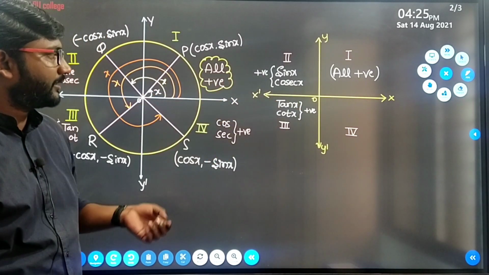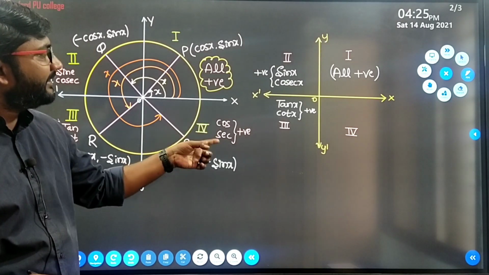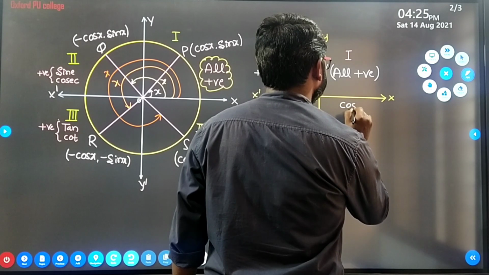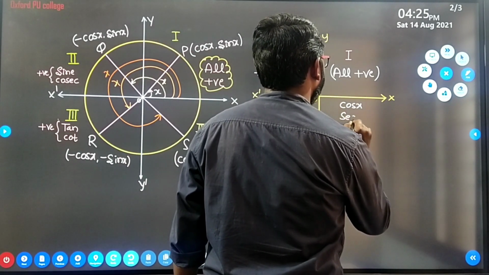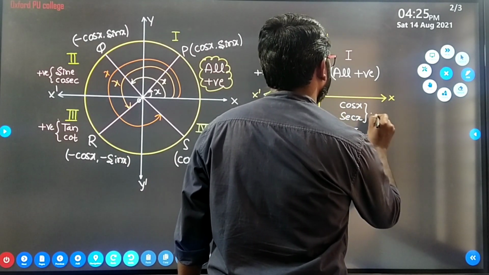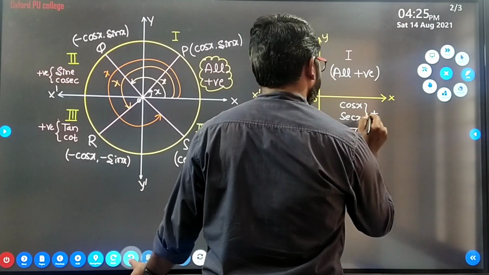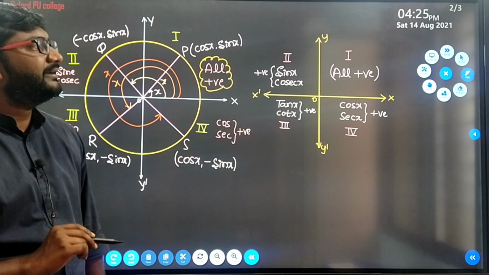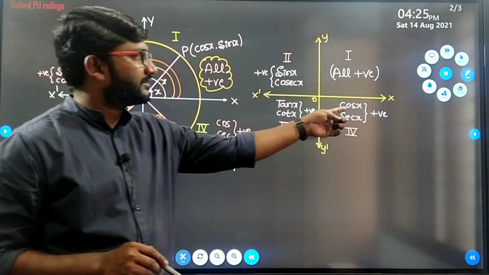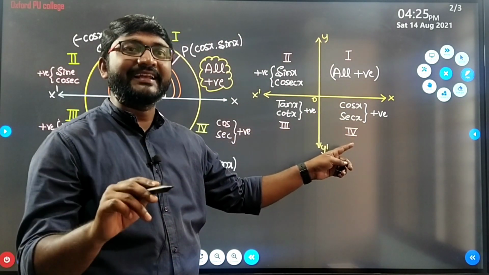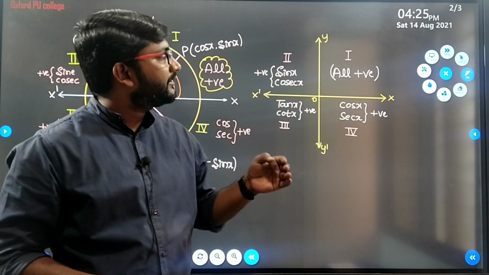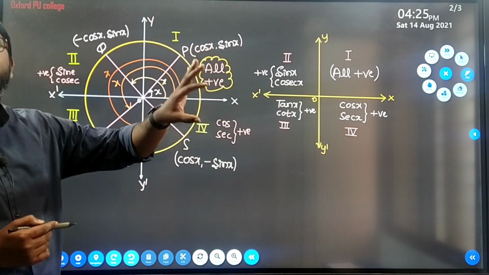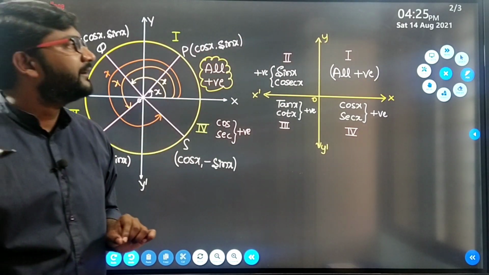Now come to the fourth quadrant. In the fourth quadrant, cos and secant are positive. So here cos x and secant x, these two are positive, and the remaining trigonometric functions will be negative. Remaining means sin x, cosecant x, tan x and cot x. These 4 trigonometric functions will be negative in the fourth quadrant. So this is a very important rule you will have to remember.